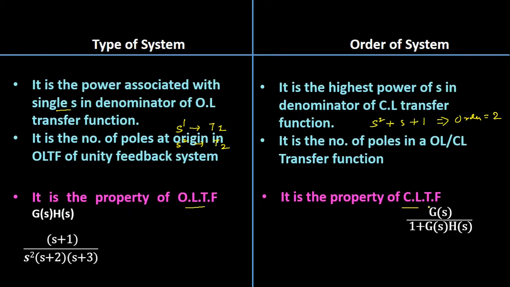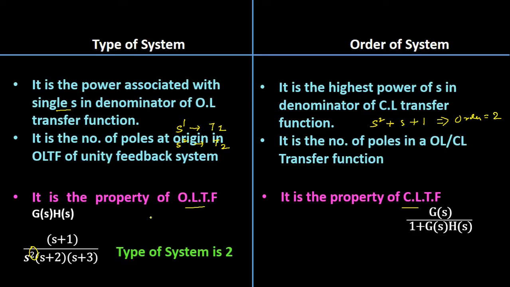So let us take one example for type of system. This is one transfer function, which is (s+1) divided by s²(s+2)(s+3). So according to the definition, it is the power associated with the single s in the denominator of the open loop transfer function. So here the exponent of this single s is 2. That means the type of this system is type 2.